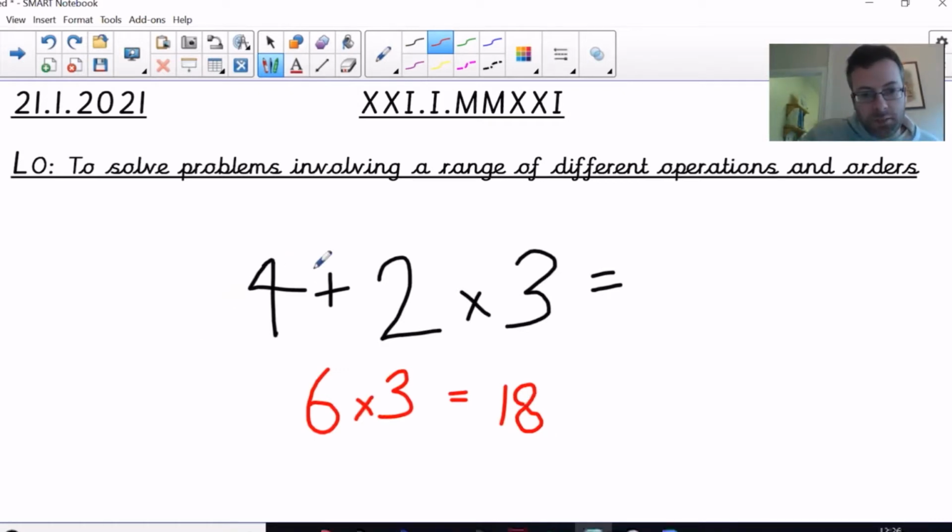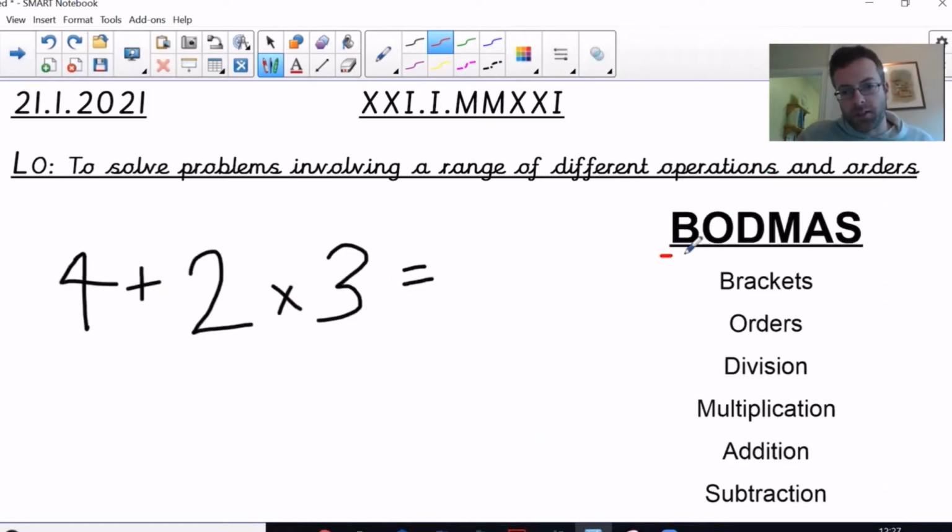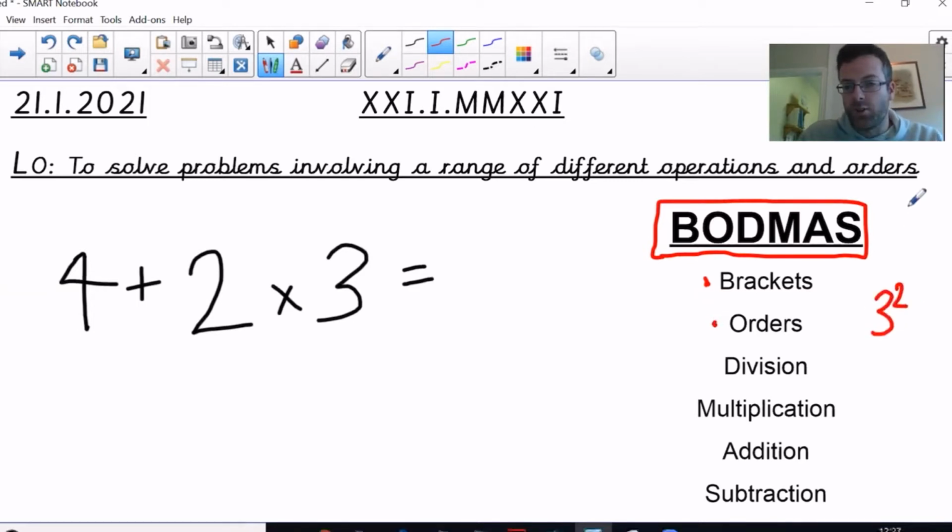As soon as I see something where I've got plus signs and multiplication signs or brackets or division or take away or orders, I need to think of this word, BODMAS, okay? This is going to help me know the order I need to do things in. B stands for brackets. If there are brackets in my number sentence, I need to do the thing inside the brackets first. That is job number 1. Then I need to do any orders. Now orders sound scary. It just means things like 3 squared or 4 cubed. We'll come to that in a minute.